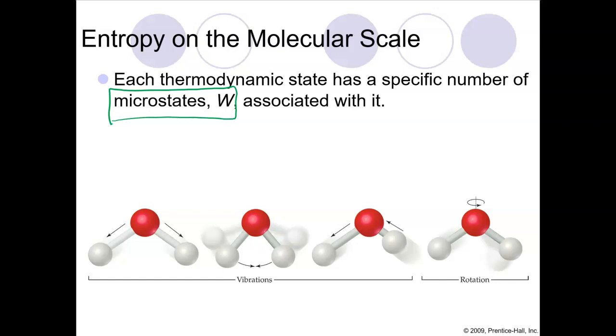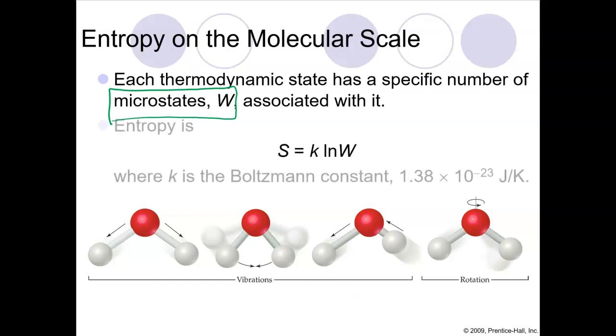Trying to connect these microstates in the tiny scale to the big delta S, or S, that we could calculate, Boltzmann came up with this equation, where S stands for entropy, K is the Boltzmann constant, which is given right there, ln is natural log, and W is microstates. We're not going to really be using this equation to calculate, because you're never going to be given a sample and told to count how many microstates there are. We can't see those molecules, so that's not going to happen.